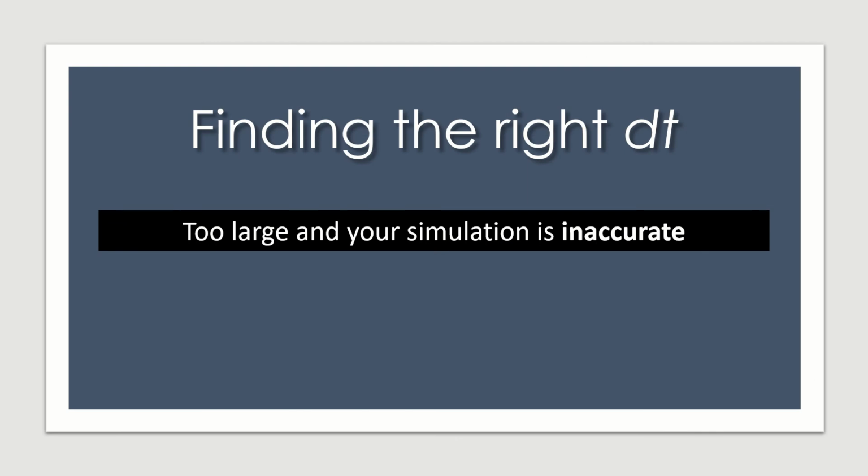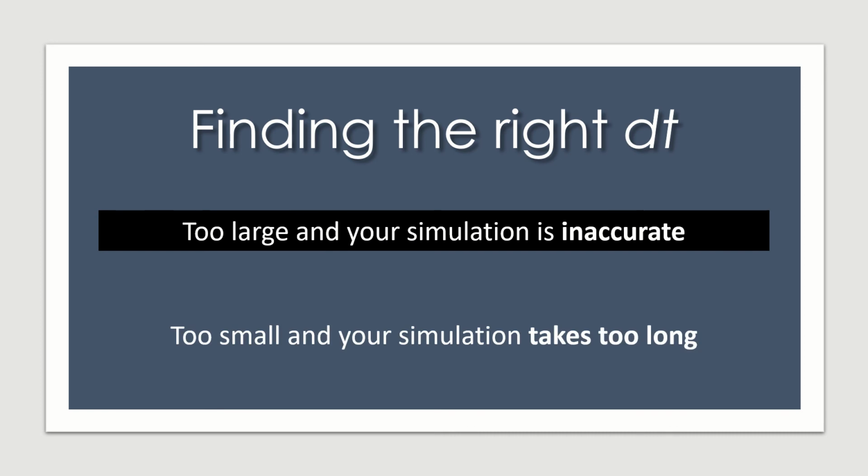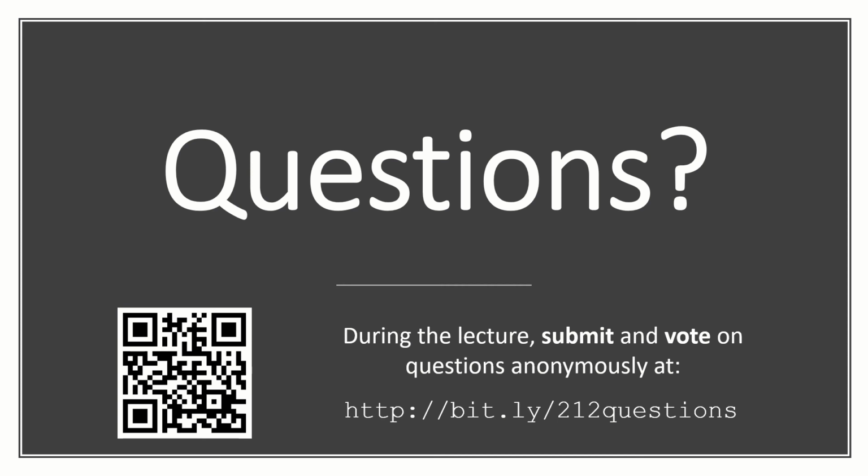All right, good. So this is just exactly what I said here, finding the right DT. Too large and your simulation's inaccurate, too small and your simulation takes too long. So that's the balance of those two things. Any other questions? That was all of that first assignment we did on Tuesday.